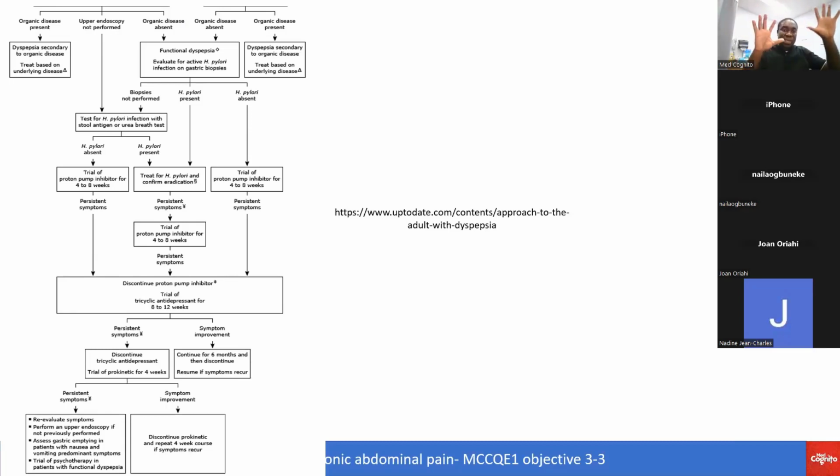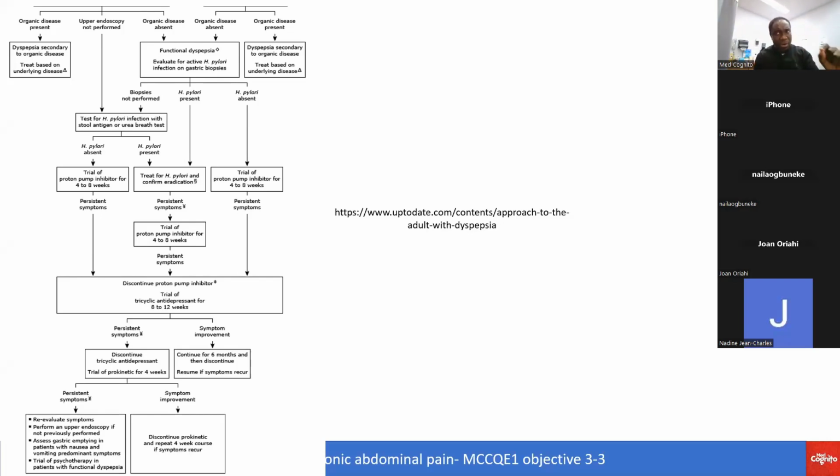So please, two things here. Number one, if the patient is more than 60, go straight for upper GI endoscopy. If the person is less than 60, but has red flag signs, weight loss, unexplained anemia, lymphadenopathy, epigastric mass, or something, go for upper GI endoscopy. However, if the patient is less than 60, but does not have any of those red flags, then you want to do an H. pylori test.